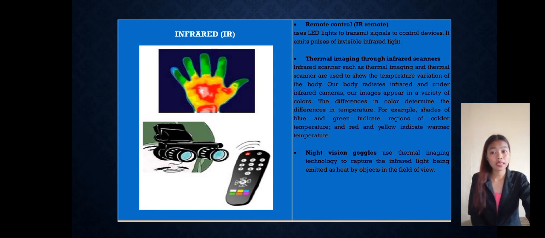And we have thermal imaging through an infrared scanner. Infrared scanners such as thermal imagers and thermal scanners are used to show the temperature variation of the body. Our body radiates infrared, and under infrared cameras our image appears in a variety of colors. The differences in color determine the differences in temperature. For example, shades of blue and green indicate regions of cooler temperature, and red and yellow indicate warmer temperature.